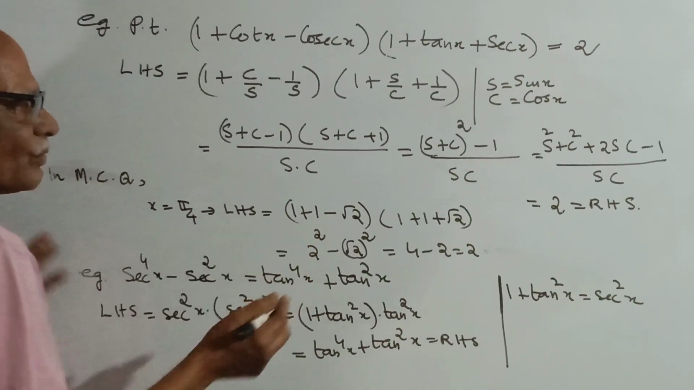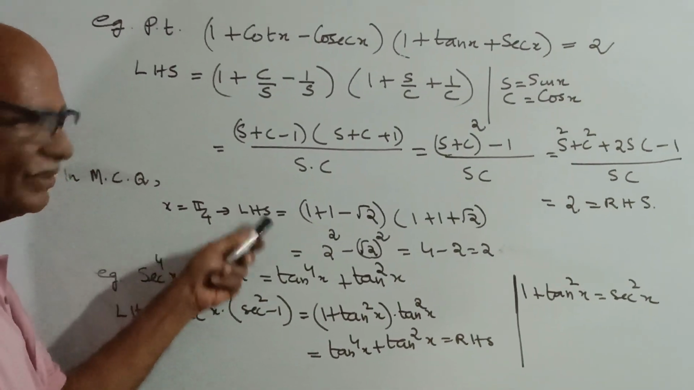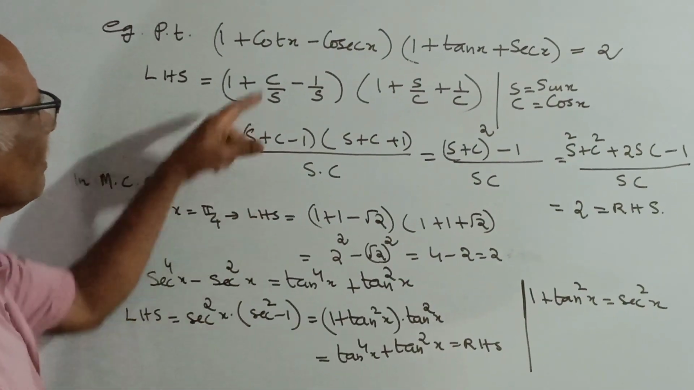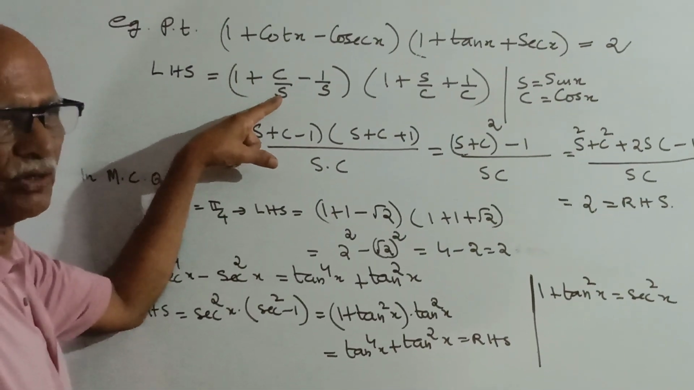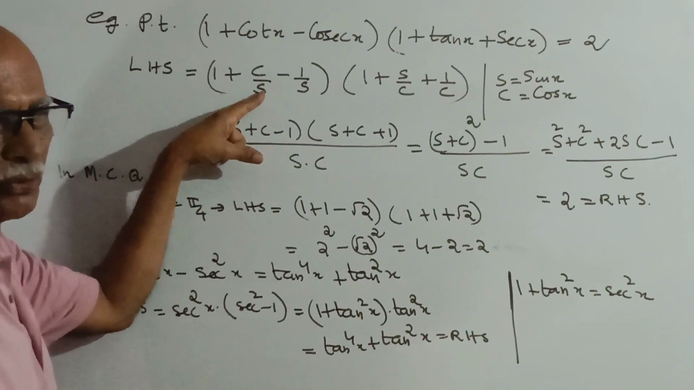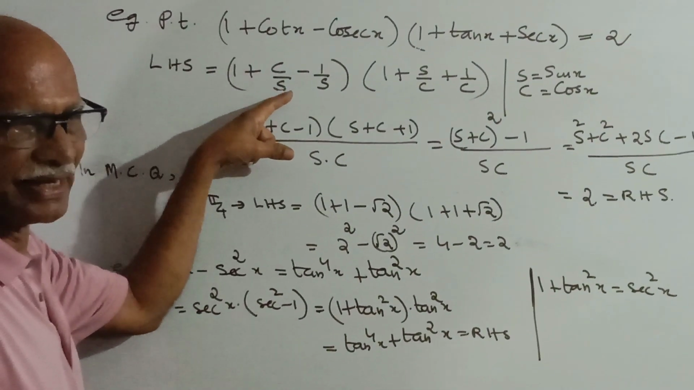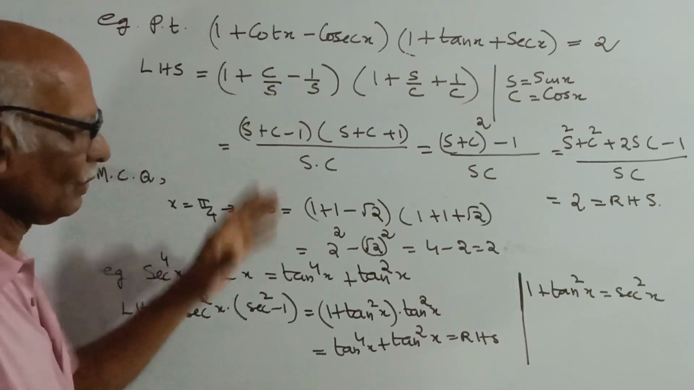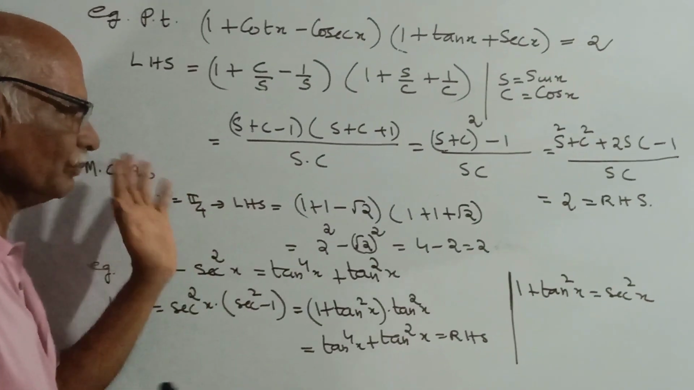So in entrance questions, this method is fast. But you just remember, sin x is coming. So you cannot put x equal to 0 in this type of questions because sin x is in the denominator. Only comfortable values you have to put.